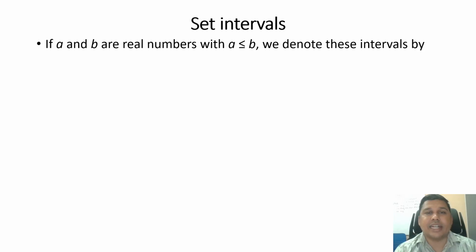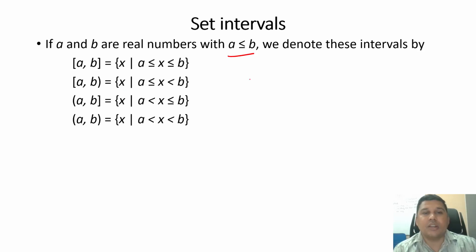Next, let's see set intervals. If A and B are two real numbers with A less than B, we have different notations. We use either square brackets or round brackets. The first kind is both A and B in square brackets. It means in that set, elements A and B are included. In the second one, A is square, whereas B is round. It means element A is included, B is not included.